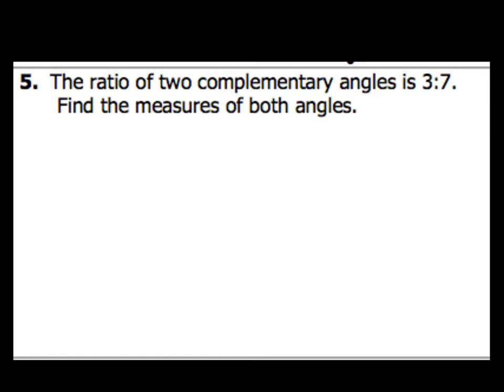So as we carefully read through the problem, it says the ratio of two complementary angles is 3 to 7. So let's translate what we know. We know complementary means 90, so something is going to be 90. We know the ratio of two angles, so we're going to have something plus something. We know the ratio of the two is going to be something 3 and something 7. And because we don't know what that something is, we're going to call them x.